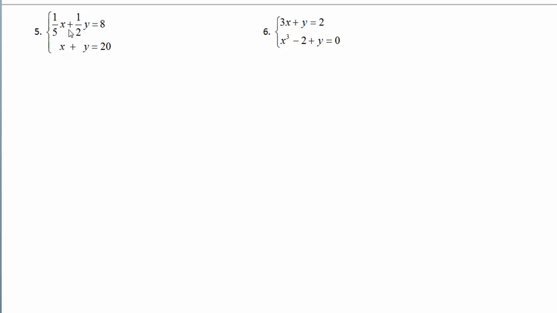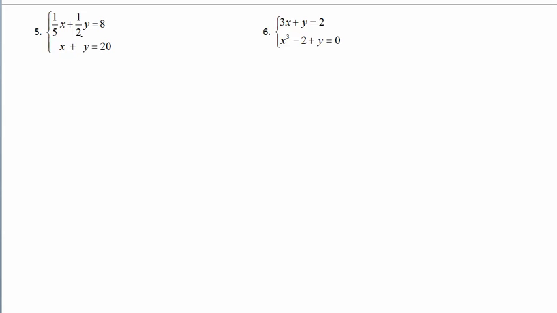So let's continue solving systems of equations. All right, take a look at number 5. You can see that in number 5, these are linear equations. It's just that top equation, nobody likes to work with fractions. All right, to avoid the use of fractions, let's get rid of all these fractions.